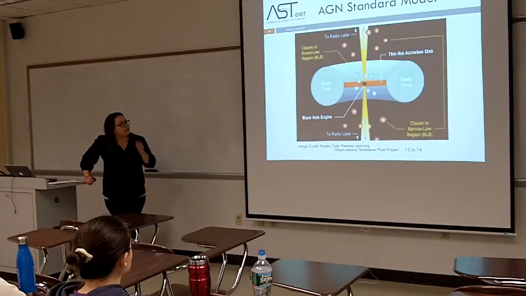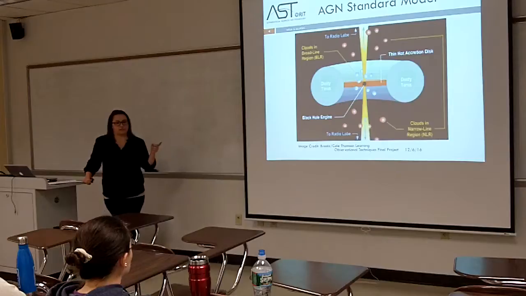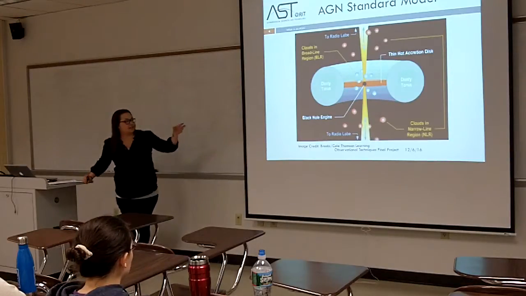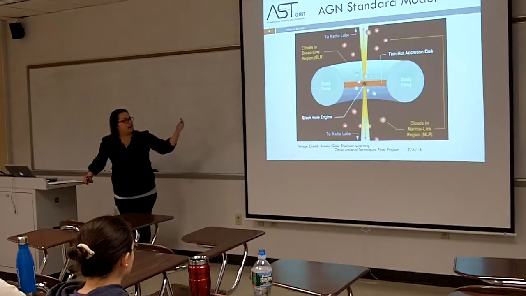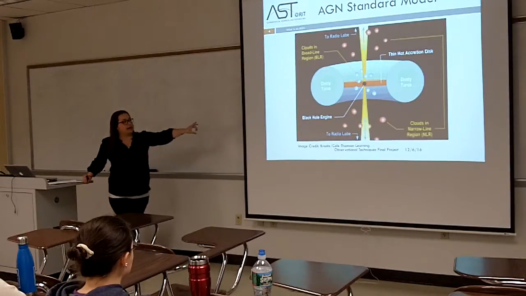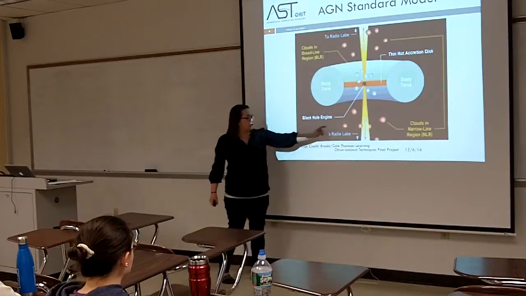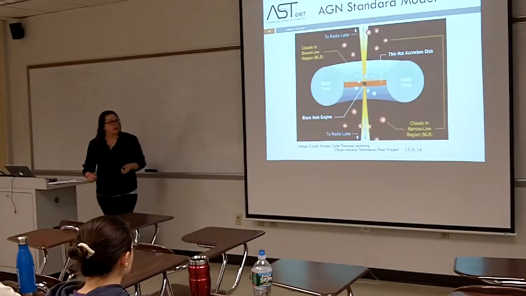So let's talk about AGN a little bit. I think most of us have seen the standard model for an AGN, so I'll go through it quickly. At the center, we have our black hole. Just around that, we have our accretion disk, which is where the material is that's falling in. Just outside of that, we have our obscuring torus, and over here we see that we have our broad line region, our narrow line region, and then finally we also have our jets.